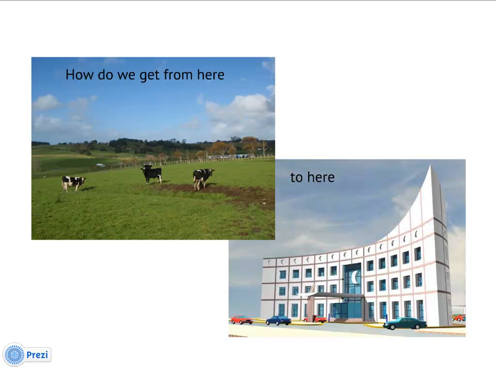So the question we've got for this example is, how do we get from a nice greenfield site? That's what a greenfield site looks like. You can see it's green and it's got fields. So there's nothing there, no buildings, nothing. So how do we get from the greenfield site to a fully constructed building?